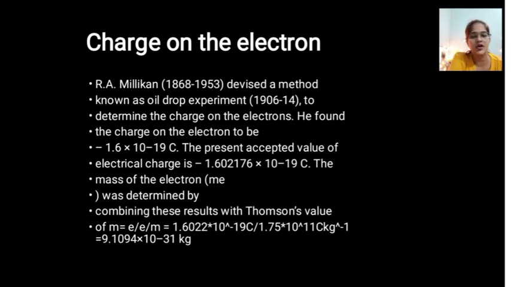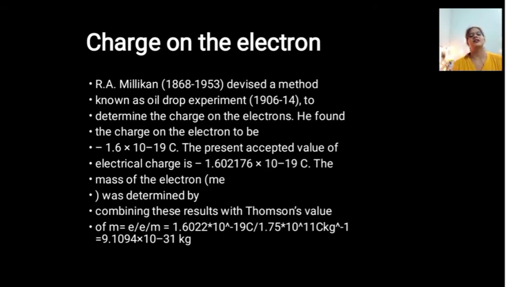So he did this oil drop experiment. He devised a method known as the oil drop experiment during 1906 to 1914 to determine the charge on the electron, and he found the charge on the electron to be minus 1.6 into 10 to the power minus 19 coulombs. Yes, that's a very easy number to remember.